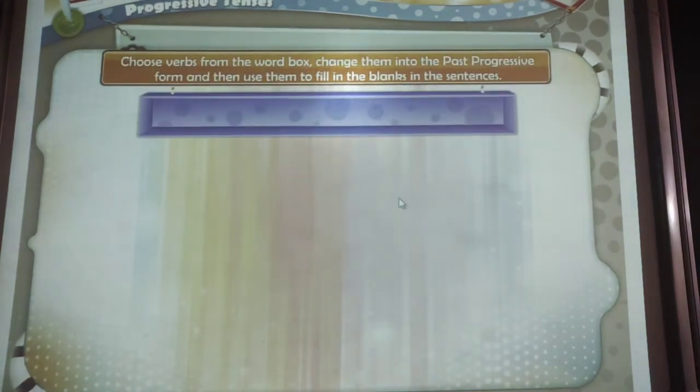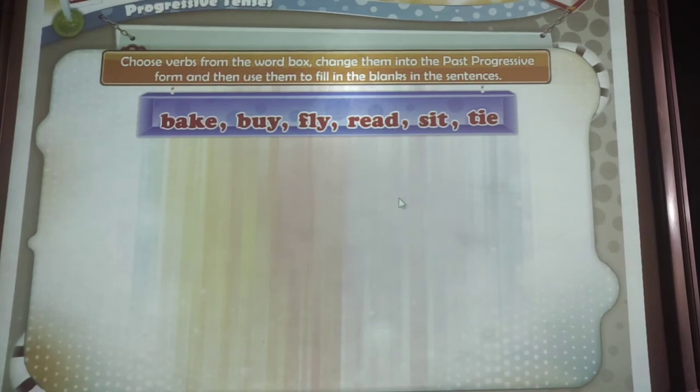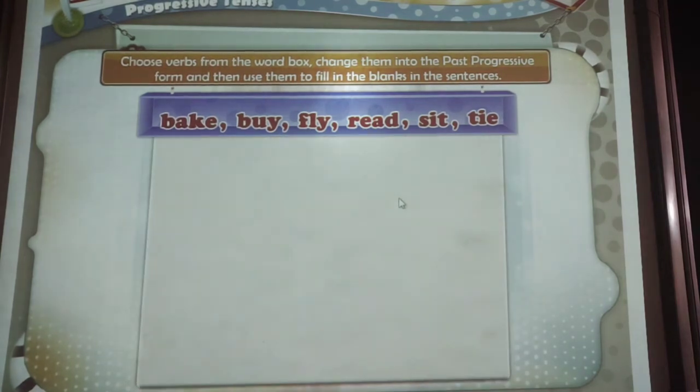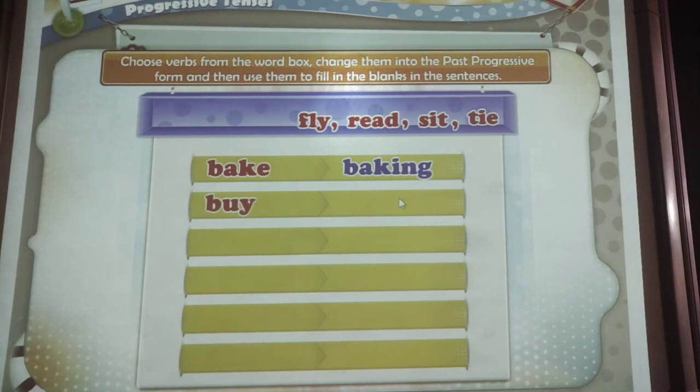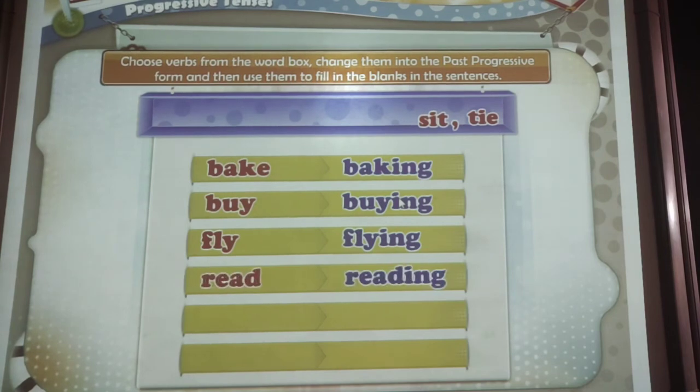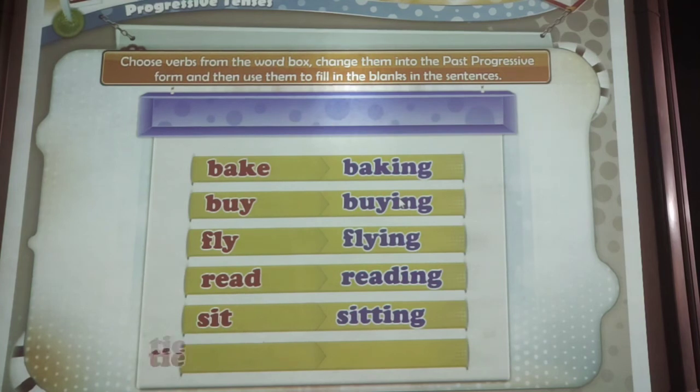Choose verbs from the word box. Change them into the past progressive form and then use them to fill in the blanks in the sentences. First, let us convert the verbs into the past progressive form. Bake, baking. Buy, buying. Fly, flying. Read, reading. Sit, sitting. Tie, tying.